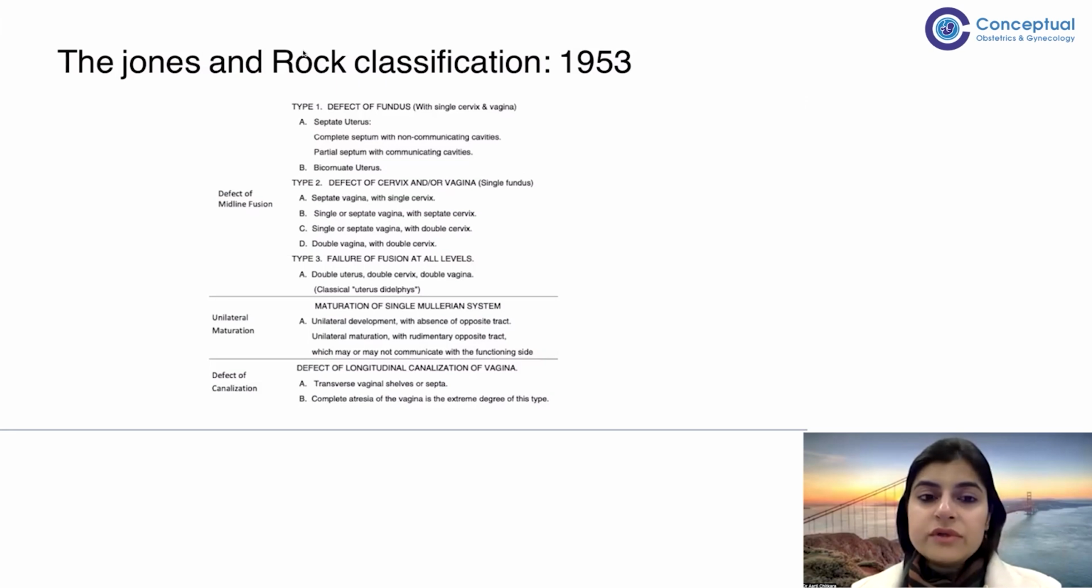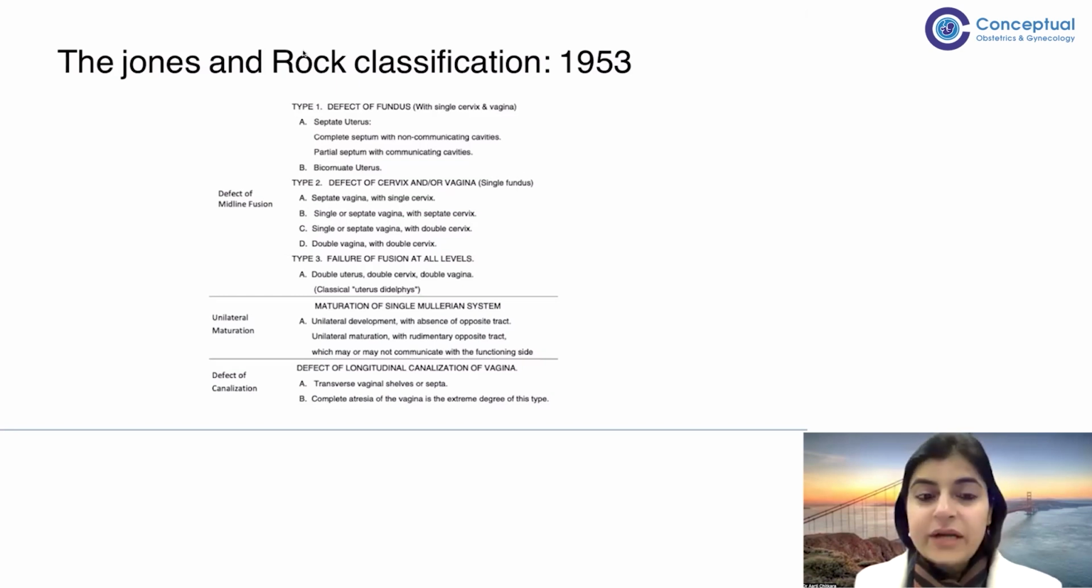It was understood that either there is a defect in the midline fusion of the two Mullerian ducts, or there is unilateral maturation where the other side is not maturing, or there is a defect in canalization. These are the three broad subheadings under which further classification of each part of the female genital tract was observed and devised.